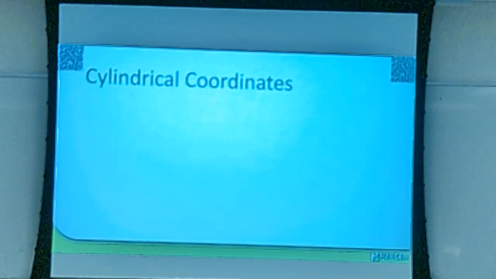Again, we're extending our discussion from Calc 2. At the end of Calc 2, you should have learned polar coordinates, the polar coordinate system. That is an alternative coordinate system in 2 dimensions. We're extending this now into 3 dimensions. There are 2 in particular that we want to look at: cylindrical coordinates and spherical coordinates.